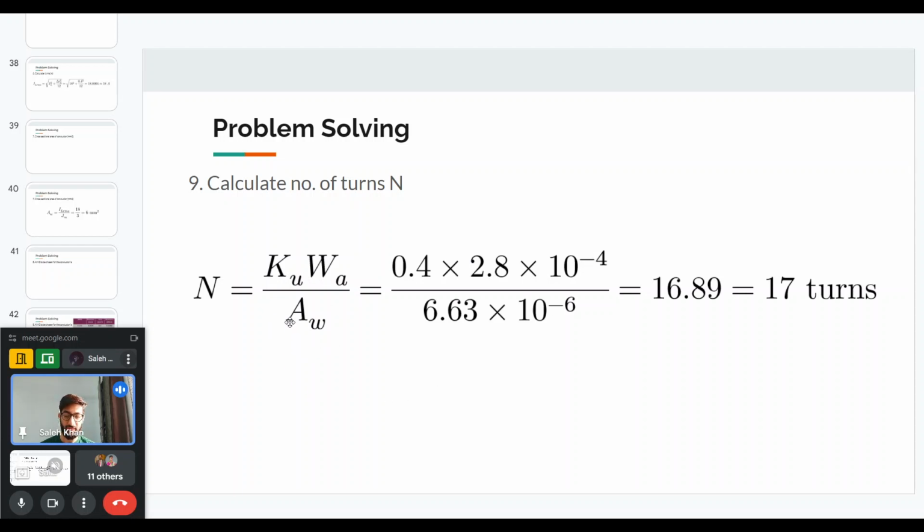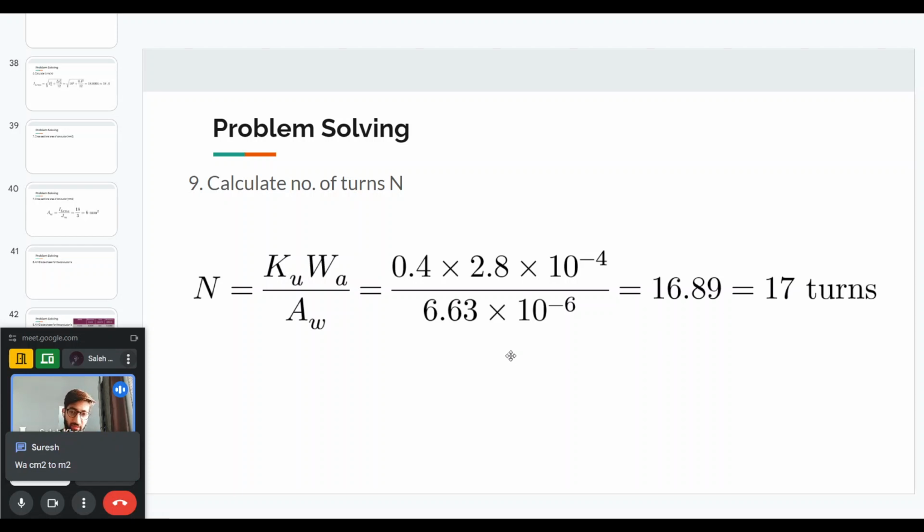And then the wire area that we saw in the previous problem, it is 6.63 mm square. And again, mm square I converted into meter square. So all these are now in SI units. 0.4 is dimensionless, window area is in meter square, and wire area is also in meter square. So you get the answer is 16.89 turns. But the number of turns has to be a whole number or integer. So we will round it up to 17 turns.